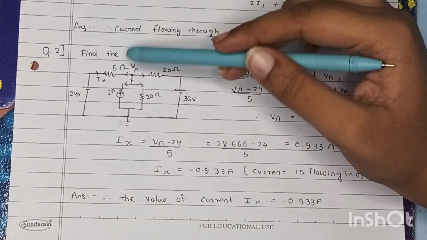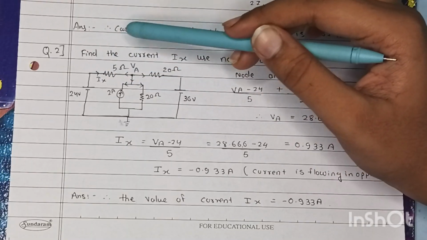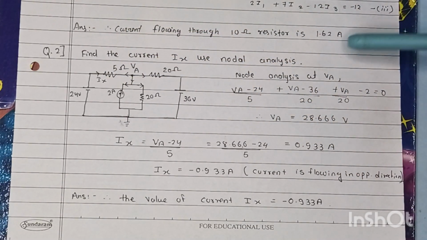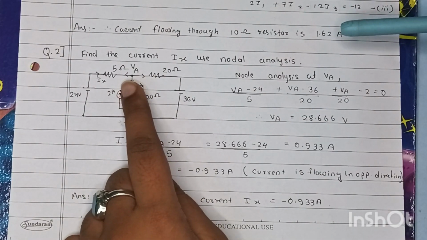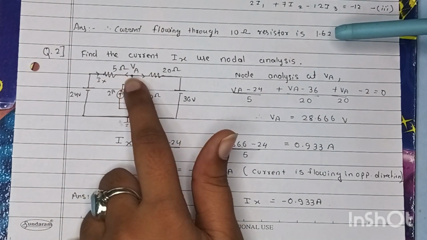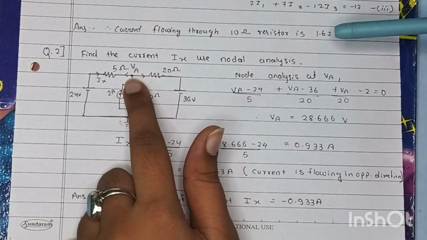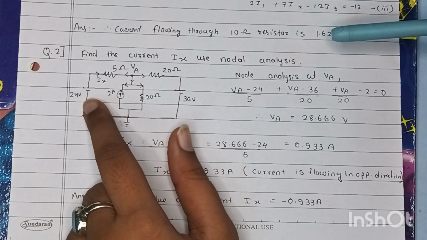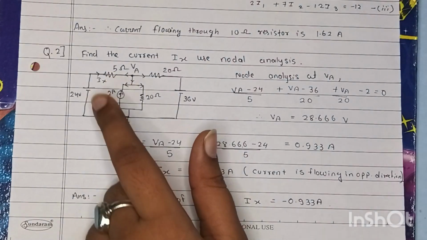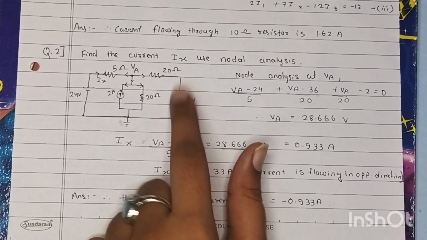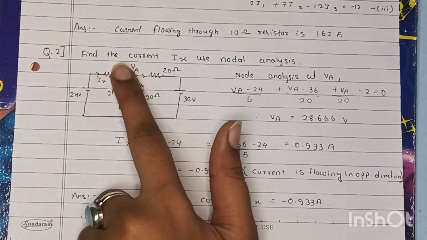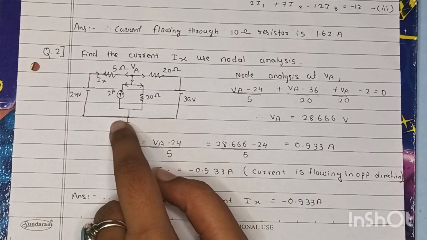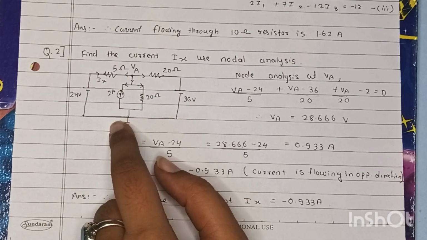So you have to assume that all currents are passing away from the node, and at the node the current sum is 0. Okay, so node analysis at V1, it is nothing but the potential difference upon resistance. So what is the potential difference at point A? It is VA. So VA minus 24 upon 5, the resistor, plus VA minus 36 upon 20, plus VA minus 20, and this is the ground, so VA minus 0 upon 20.